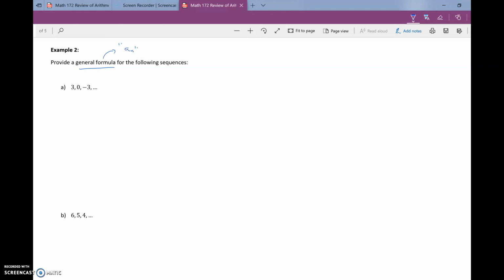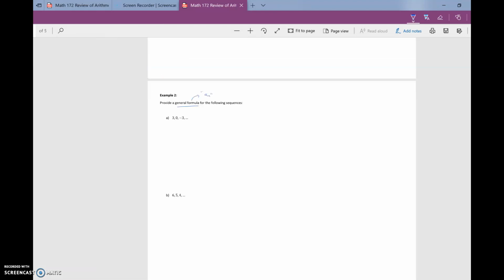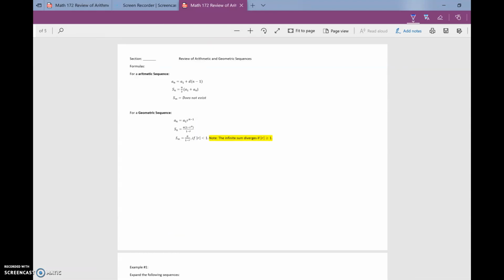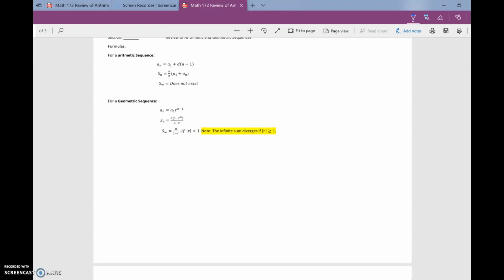Now, since they don't give us any information, these may or may not be arithmetic or geometric. They basically want us to take a look and see if you can guess the pattern. If you cannot guess the pattern, then you're definitely going to the formulas and see if they apply. Remember that in arithmetic, the sequence is being added or subtracted by a specific constant. Geometric, the sequence is being multiplied.